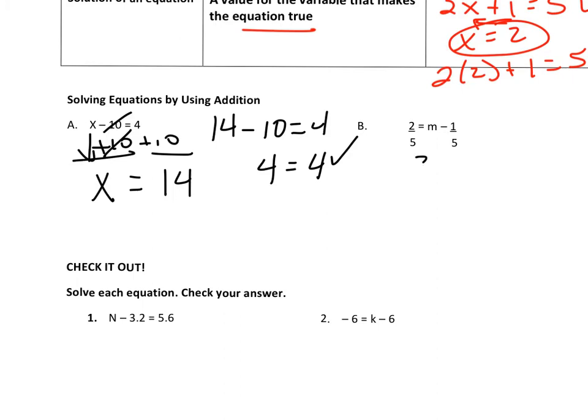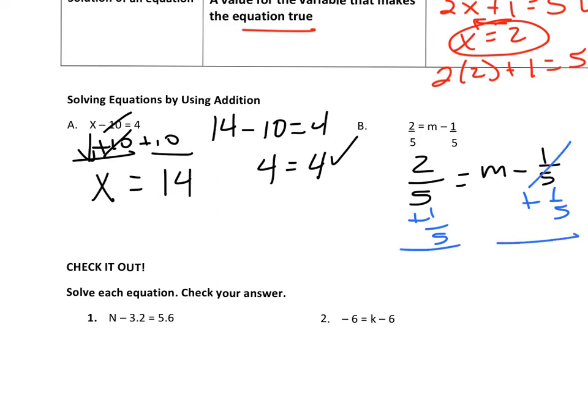Now, on B, 2/5 equals m minus 1/5. Since I'm subtracting the 1/5, I'm going to add the 1/5 to both sides. So I'm doing the opposite. When I do that, these two cancel out. You bring down your m. And remember, here's a fraction. They both have a common denominator of 5, so you only have to add the numerator. 2 plus 1 is 3, so I have 3/5.